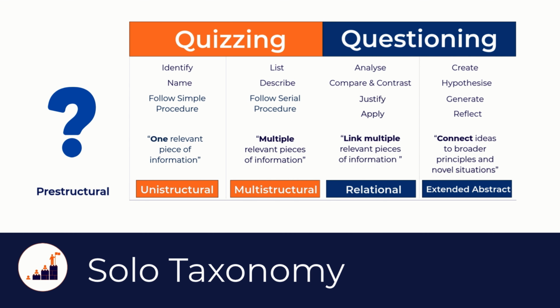The first being pre-structural, misses the point entirely. Then unistructural, they can identify one relevant fact. Multi-structural can list several independent facts. Relational can link the facts together and explain how they interact. And extended abstract, they can take this integrated understanding and apply it to a completely new, unseen domain. This is also known as high-level transfer, which is a common goal in education.